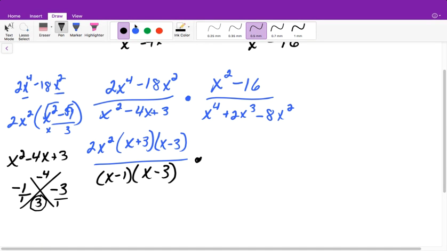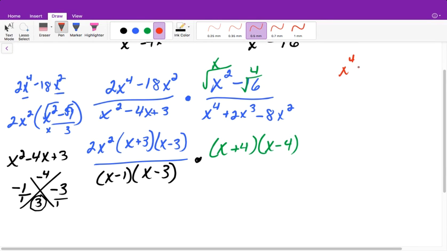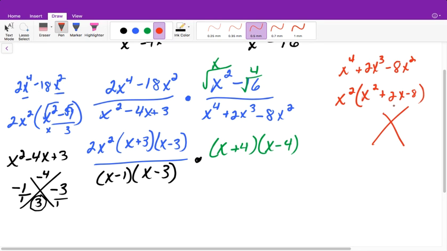Right? Then we need to factor this x squared minus 16. Well, we can take the square root of each. It's x and 4. So it's x plus 4 and x minus 4. And then the last one, x to the fourth plus 2x cubed minus 8x squared. Well, we can take out x squared, and we're left with x squared plus 2x minus 8. So then we need to factor this out.